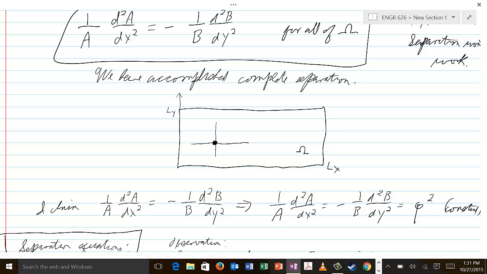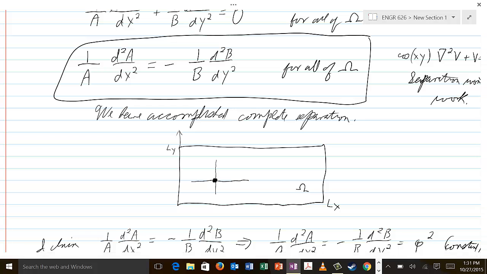Now, the important thing to note here is that the left-hand side of this equation is only a function of x, and the right-hand side is only a function of y. Now, let's think about that for a moment. This equation, just like our original differential equation, Laplace's equation, was true everywhere in the interior of this problem, so must this equation be true at every point in the interior of the problem. So let's choose an arbitrary point, and let's think about the implications of this equation.